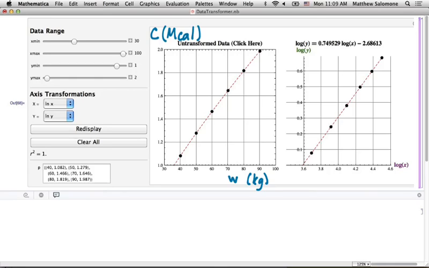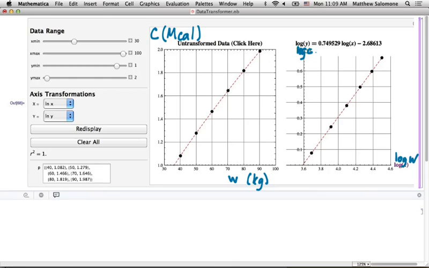On the right-hand side is plotted the logs. So this is the log of W versus the log of C. And you'll notice, of course, that the data on the right-hand side in the transformed plot is exactly linear. There's a linear equation running through them. The slope is about 3/4. It's that same 3/4 that you saw on the exam question.